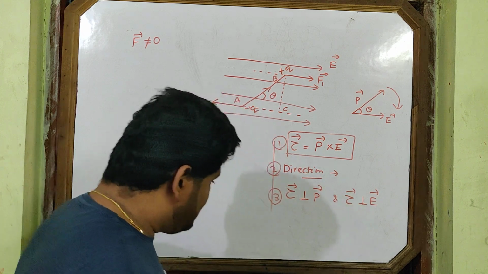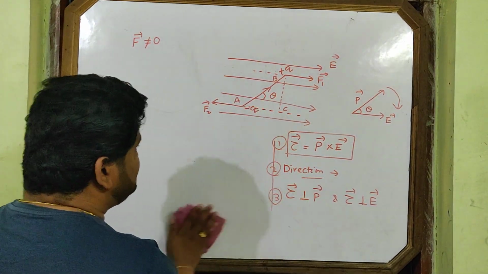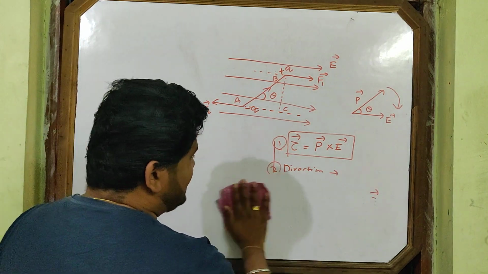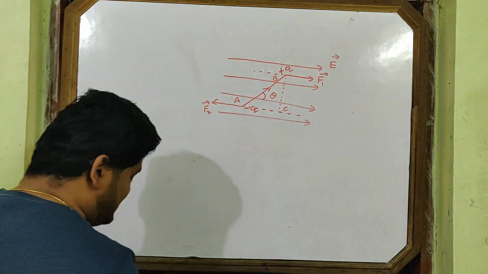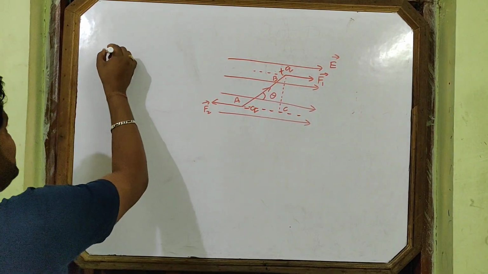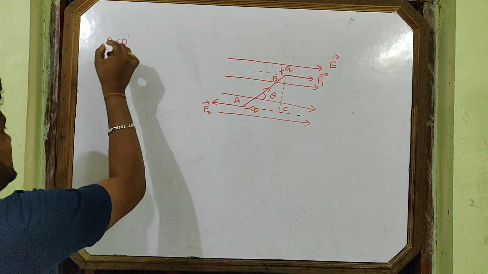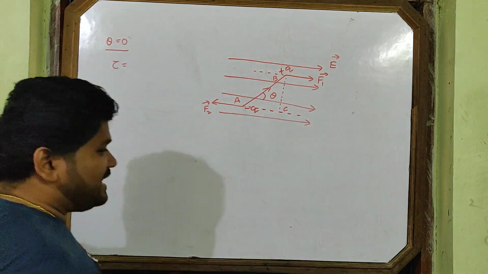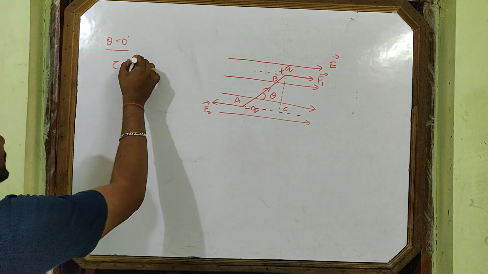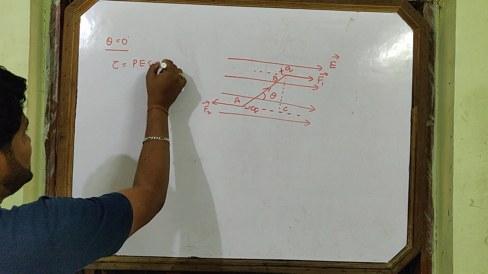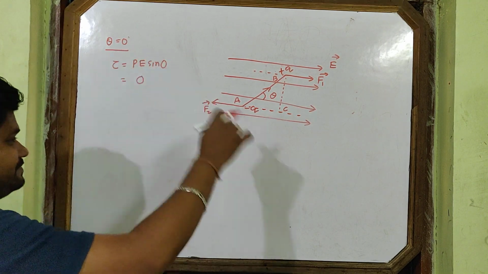Now we come to the different cases. As the angle theta is here, let us discuss the different cases. What different cases will come? If theta is 0, what will happen? Torque is PE sin 0. What is the value of sin 0? 0, so torque is 0.